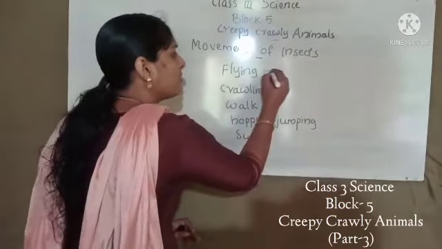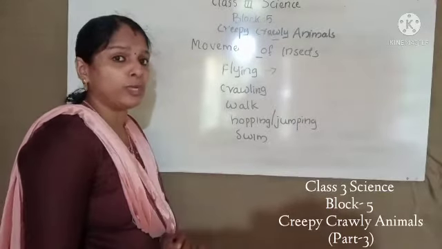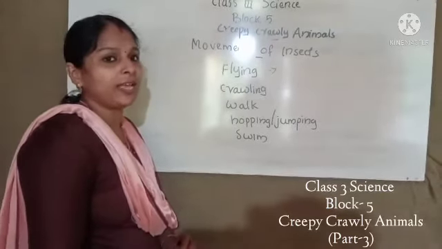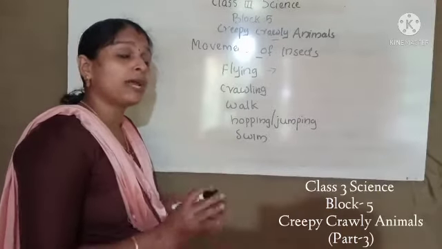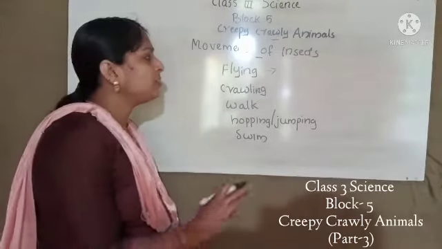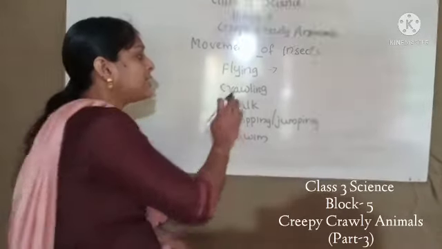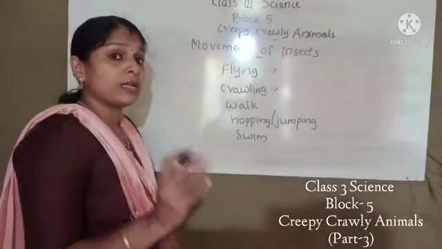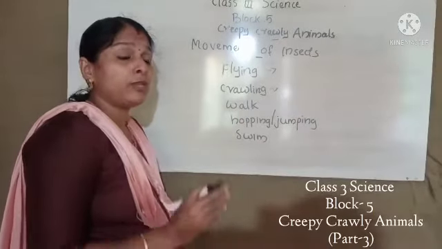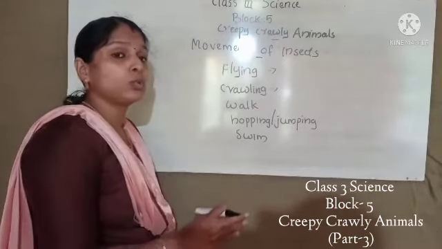So we know some insects like mosquitoes and butterflies have a light body. It helps them to fly. Mosquitoes, butterflies and moths all have light bodies. This helps these insects to fly. Then the second one is crawling. Which insects can crawl? Yes, ants. Then we know caterpillars crawl because they have short legs to crawl.